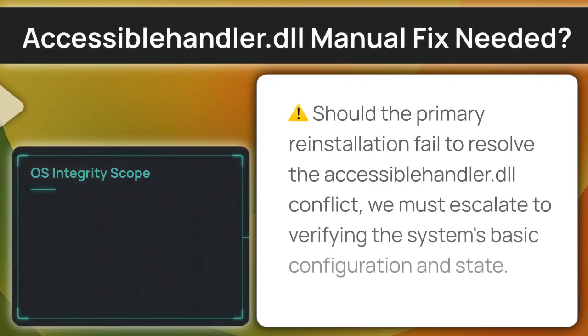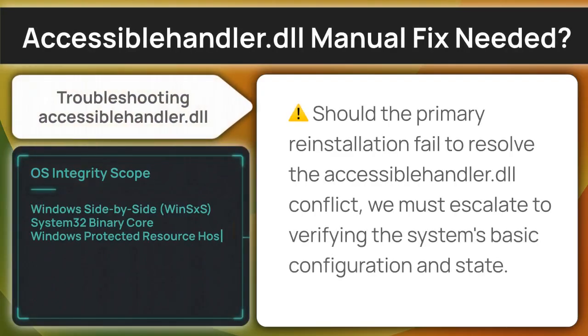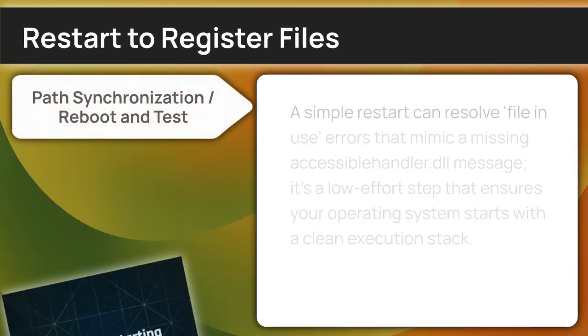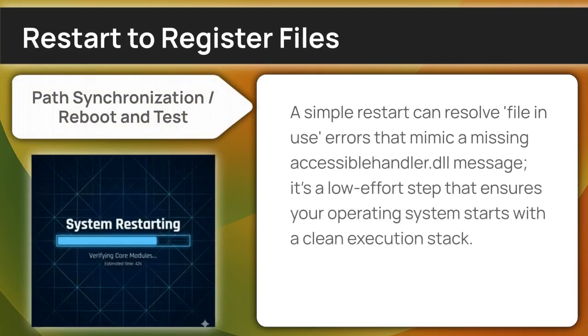When a standard software refresh isn't enough, we need to bypass the automated installers and look at manual system state resets. A quick reboot can determine if the error is transient. While it won't fix a deleted file, it can re-establish the connection between your software and the Accessiblehandler library file if the path was temporarily busy.